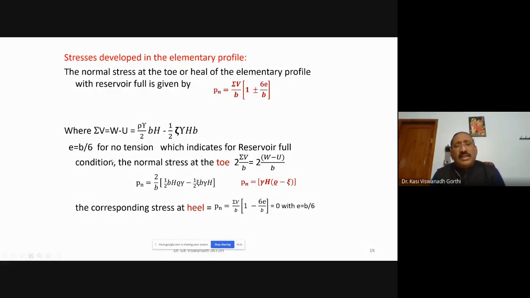So for no tension, which indicates the reservoir full condition, the normal stress at the toe will be equal to 2 into sigma v by b, or 2 into W minus U by b. You substitute the values of self weight as well as uplift. Accordingly, you will be getting the normal stress as gamma H into rho minus zeta. Please note that zeta is the uplift intensity factor and rho is the specific gravity of the dam material.